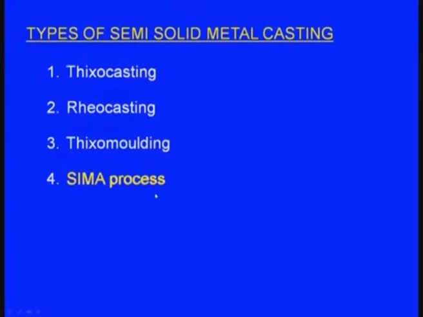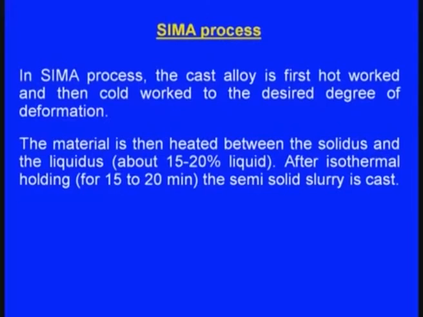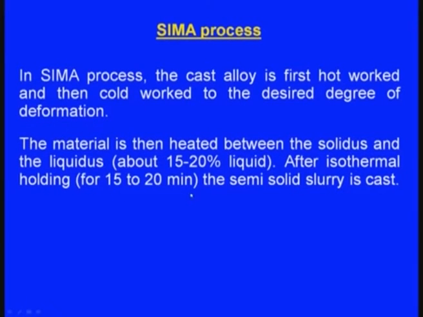Next one, the CIMA process. What is this CIMA process? In the CIMA process, the cast alloy is first hot worked and then cold worked to the desired degree of deformation. You see, first it is hot worked, means above the recrystallization temperature, then it is cold worked, means deformation below the recrystallization temperature. Then the material is heated between the solidus and liquidus temperatures. After isothermal holding for about 15 to 20 minutes, the semi solid slurry is cast or injected between the two dies. So, this is the basic principle of the CIMA process.